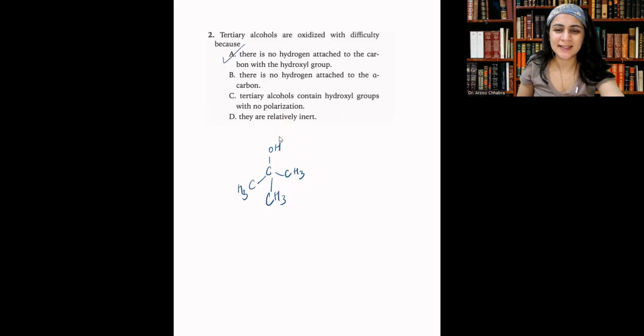Tertiary alcohol contains hydroxyl group with no polarization. That's not really true. They still have polarization. They're relatively inert. And that's why. Why are they relatively inert though, right? Because there's no hydrogen attached to the carbon with the hydroxyl group.